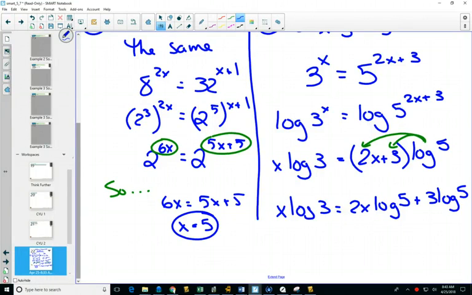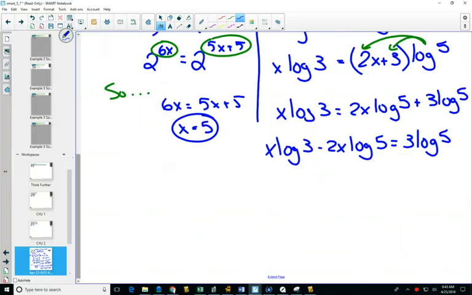And from your practice yesterday with solving for logarithms, these questions that have more than one x, those are like terms. You'll want to get them on the same side of your equation. So I'll subtract 2x log 5 on both sides. And when you have more than one x, and once they're on the same side, you can factor out that common factor of x.